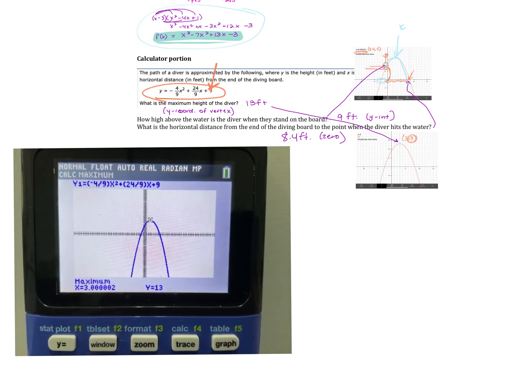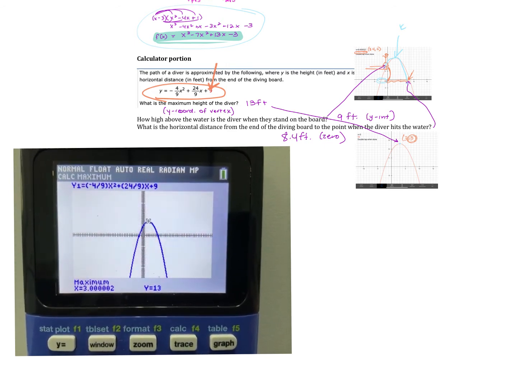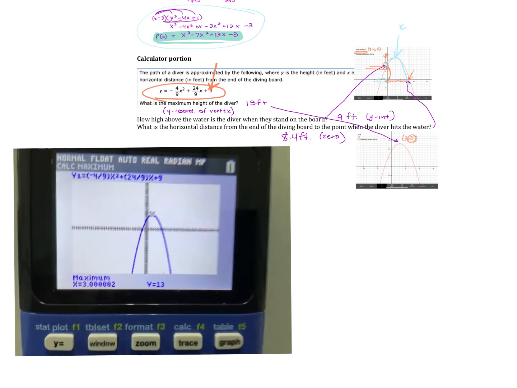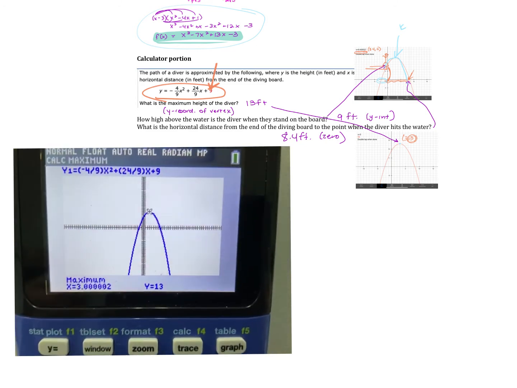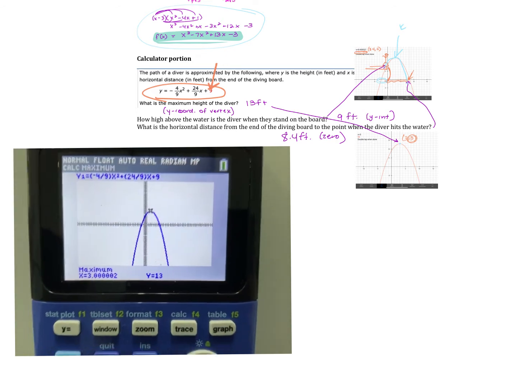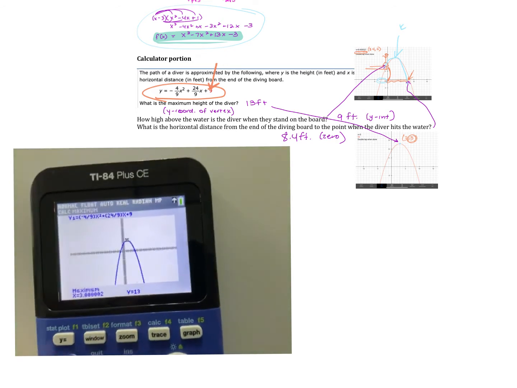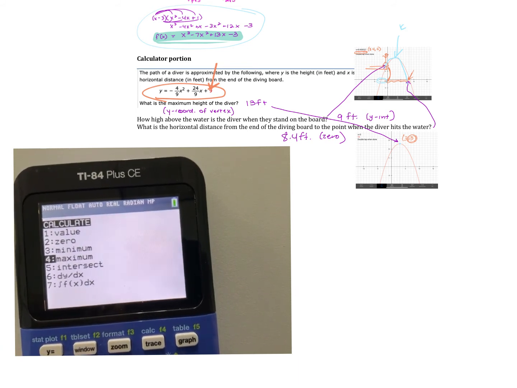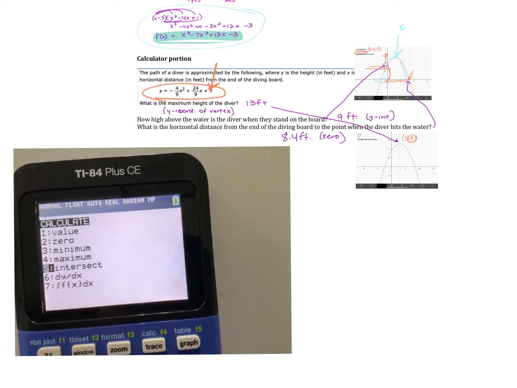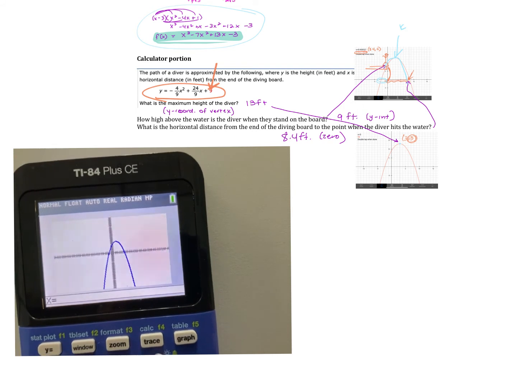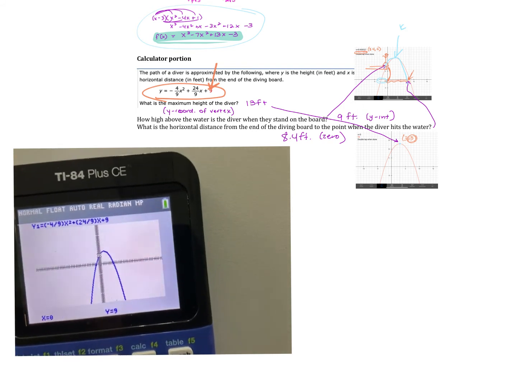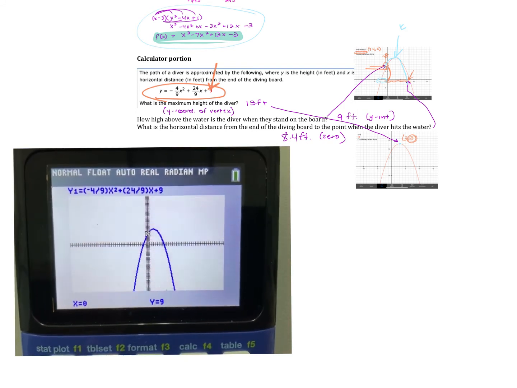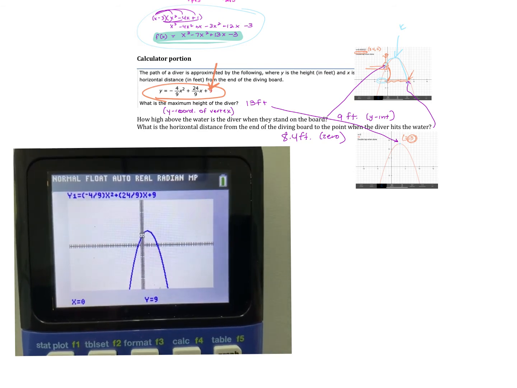Then it says how high above the water is the diver when they stand on the board. If the board is where the y-axis is, right, then you're looking for how high above the x-axis it is, which is your y-intercept. So second trace, value, sorry. I want when x is 0. And there's my y-intercept at 9. You could also get it from your equation, right?